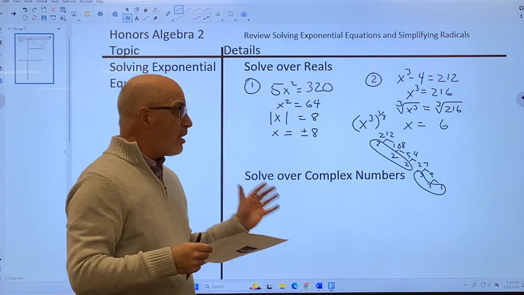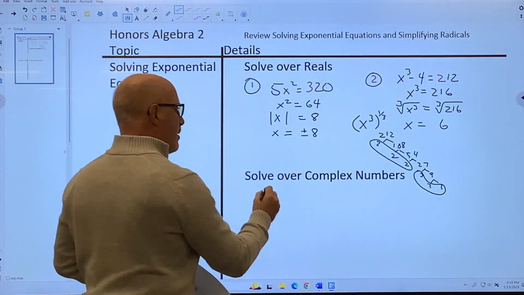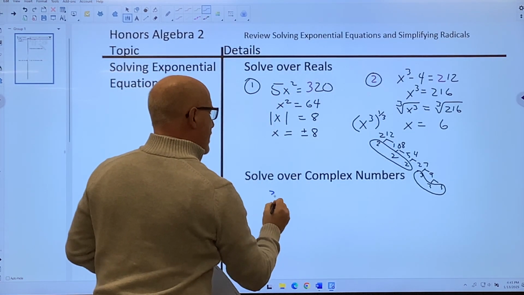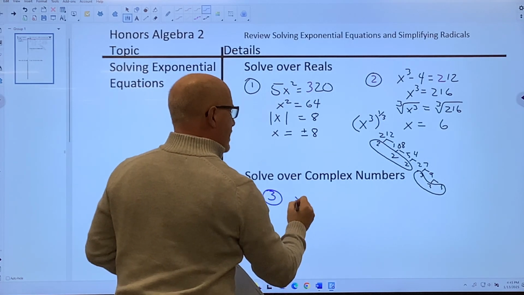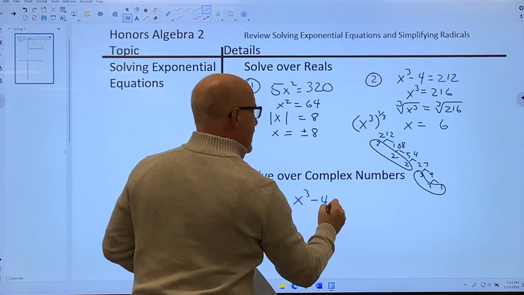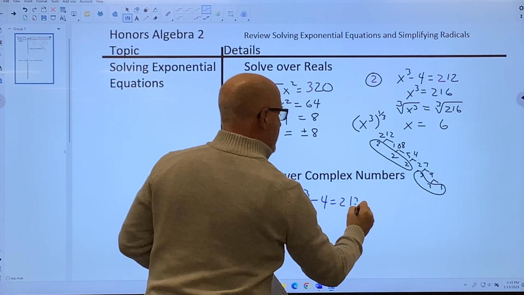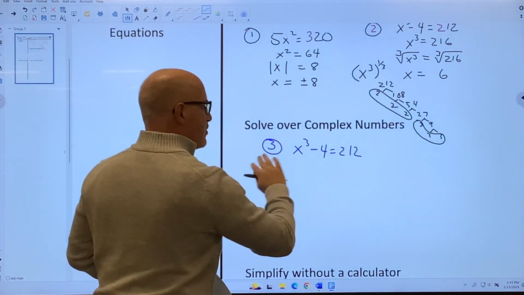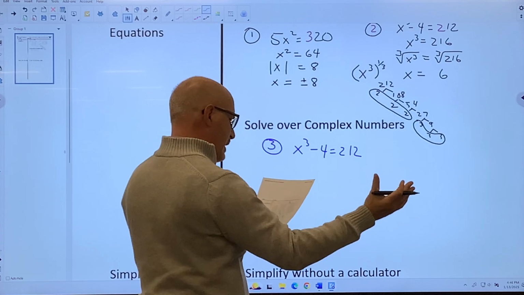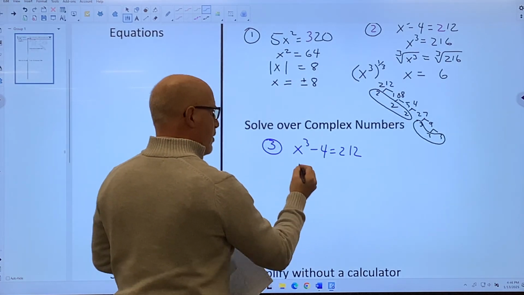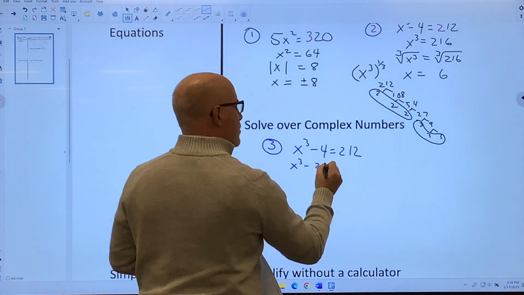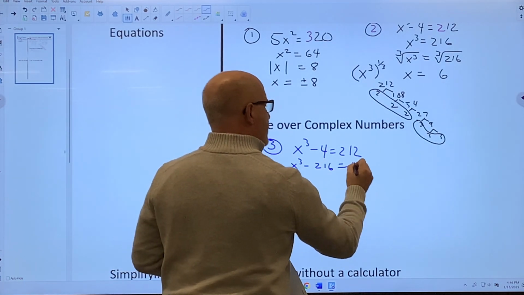Now, let's solve that exact same problem. This time we're going to do it with complex numbers, and I'm going to use factoring to do this one. We're going to end up with 3 answers to this one. On this one, I want to get everything on one side, so I'm going to subtract 212. So we get x cubed minus 216 equals 0.